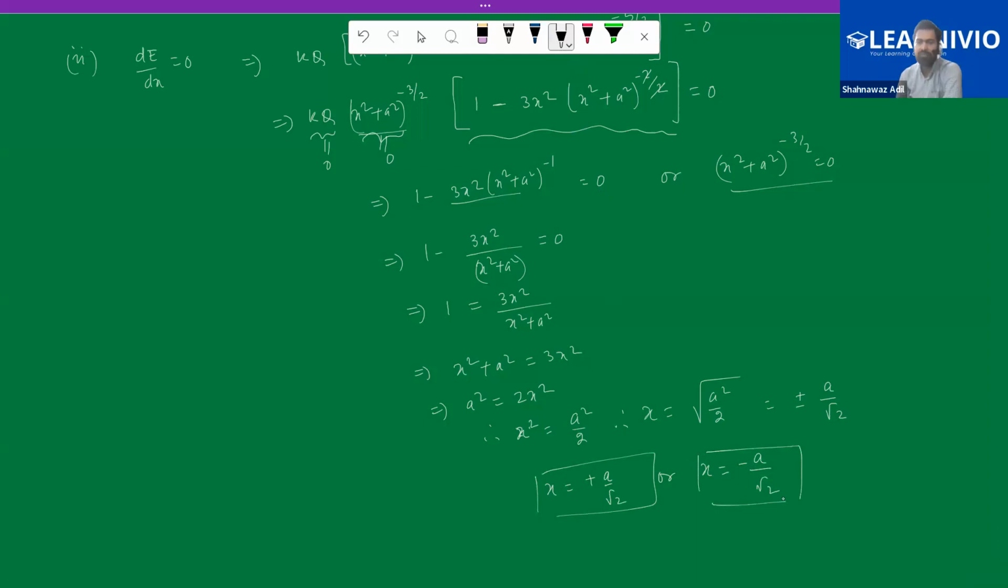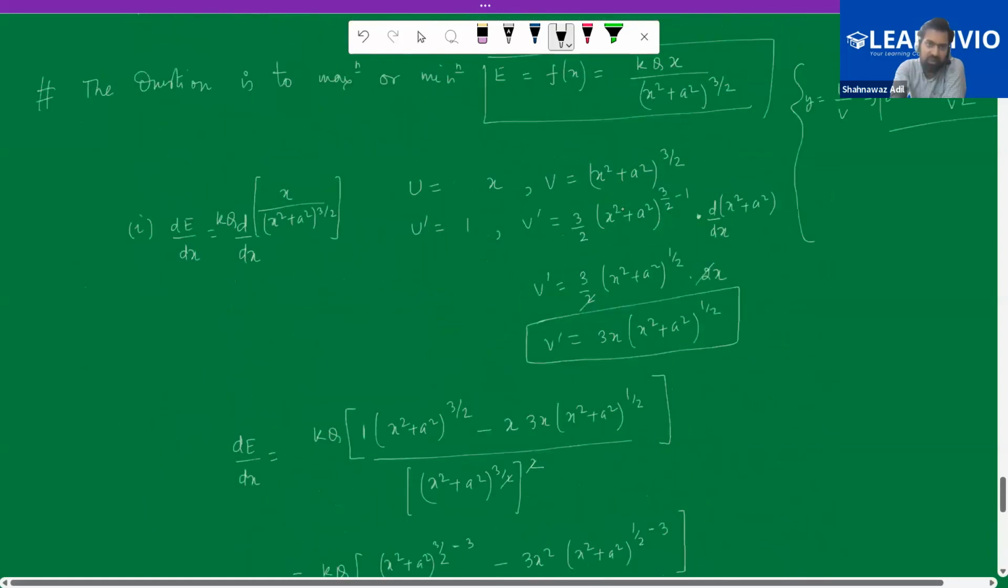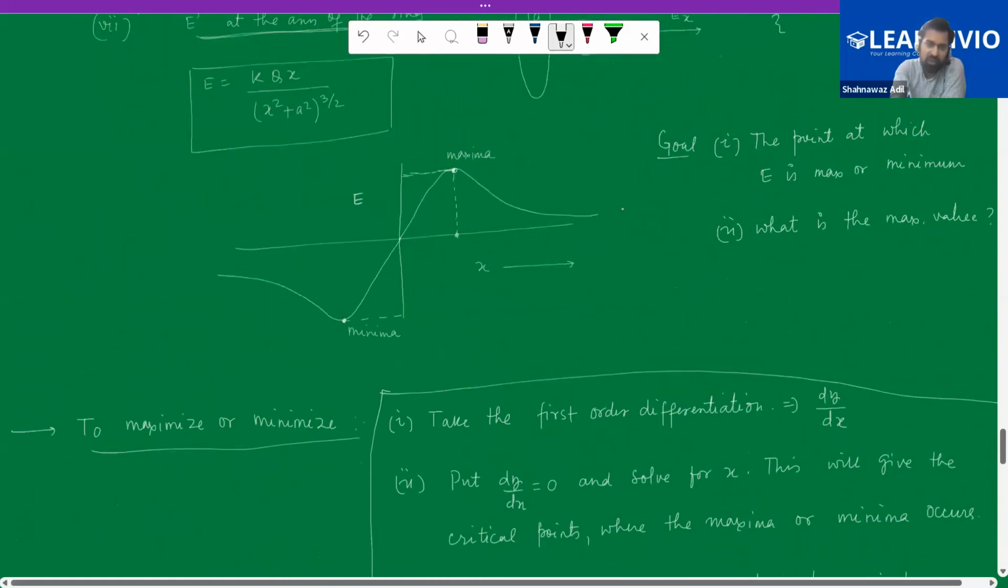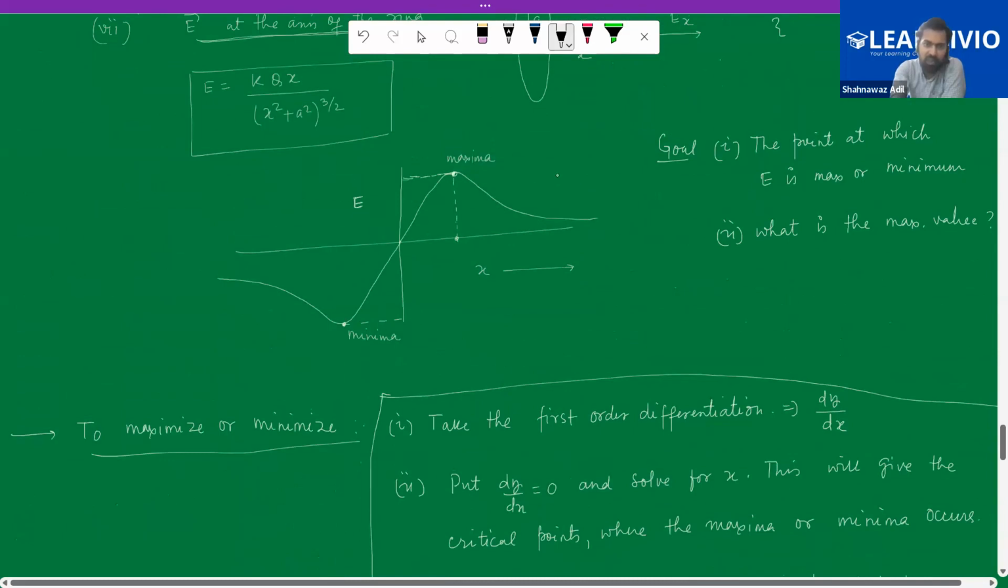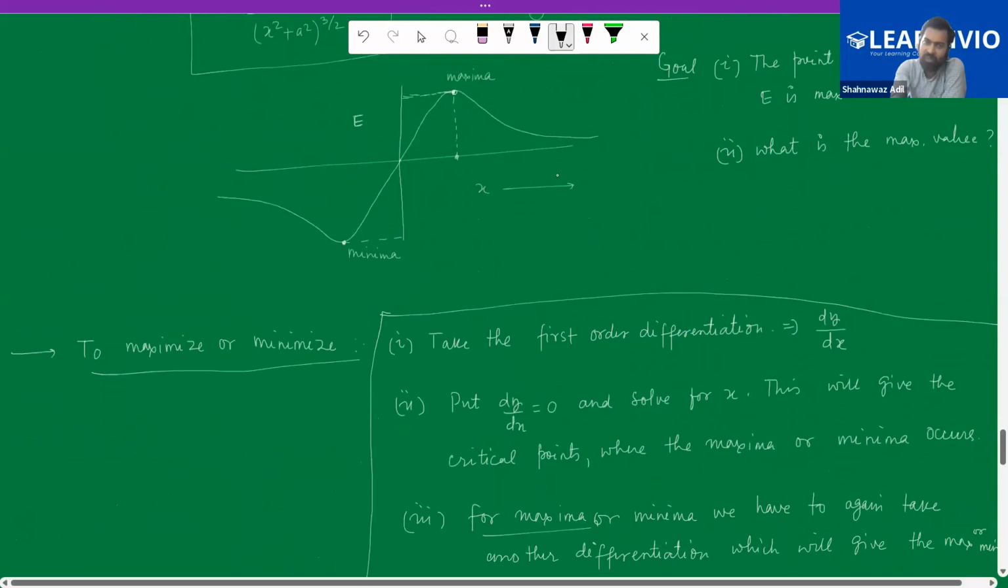This part clear to you? Is this thing clear? Yes, sir. So you see that we have two values. On each of these values, we can have either maxima or minima. I will not go into detail, you can check that. But from the graph, we have already drawn the graph. So can you tell me which one would be plus a by root 2 and which one would be minus a by root 2? Which one would be maxima? Which one would be minima?